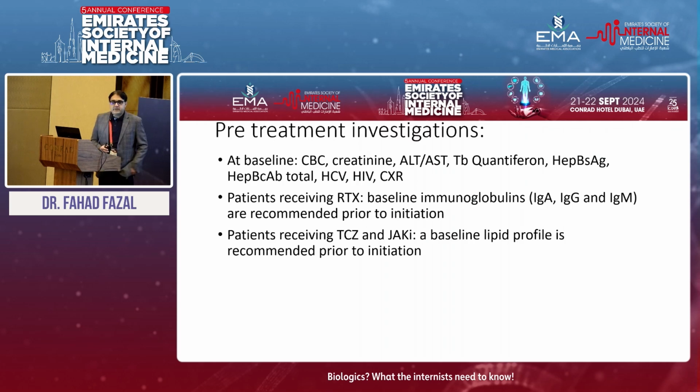So what are the pre-treatment investigations which should be done in all patients who are receiving biologics? At baseline, we do a full blood count, renal kidney function tests, TB quantiferon, hepatitis B surface antigen, hepatitis B core antibody total, HCV, HIV, and a chest X-ray. Patients receiving rituximab, which is a B-cell depleting biologic, should also have baseline immunoglobulins such as IgA, IgG, IgM checked. And patients who are going to start biologics such as tocilizumab and JAK inhibitors should have a baseline lipid profile.